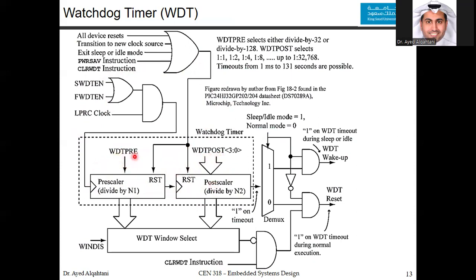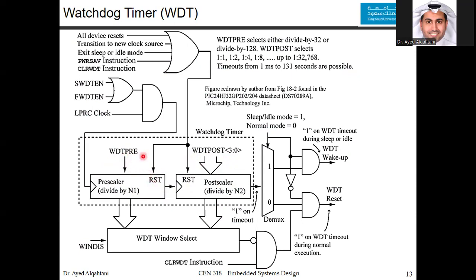This is a single bit. This one has 4 bits. So the watchdog timer post scaler has 4 bits. In this block diagram, as you can see, it's associated with N1, and that's associated with N2. That's different from the N1 and the N2 of the PLL. That's a new one only for the watchdog timer.